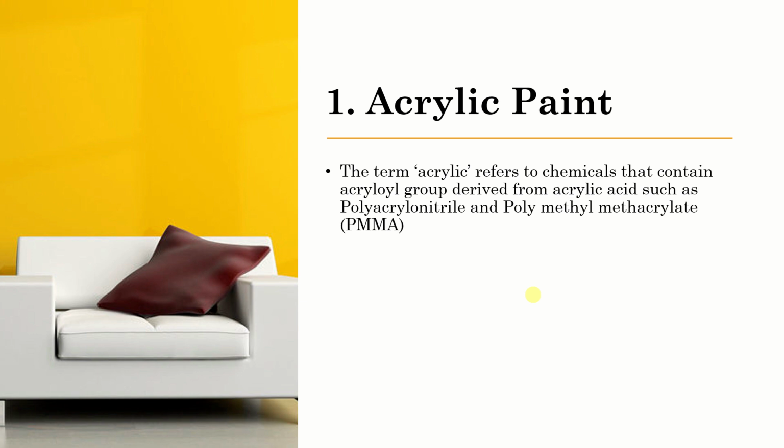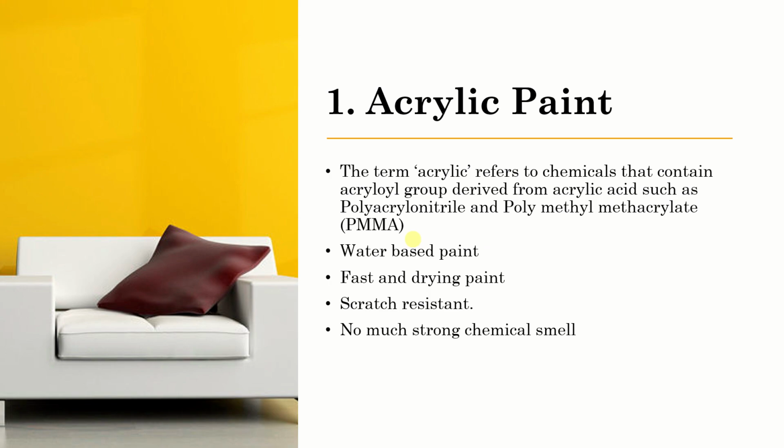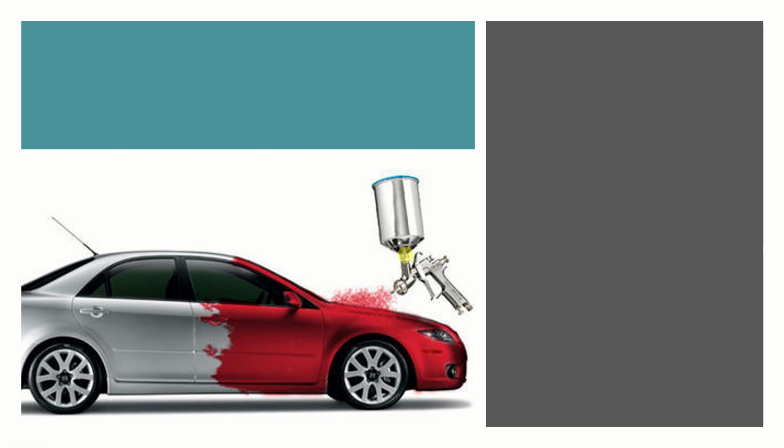Let us see first the acrylic paint. The term acrylic refers to chemicals that contain the acryloyl group derived from acrylic acids such as polyacrylonitrile and polymethyl methacrylate, PMMA. It is a water based paint, fast drying, scratch resistant, with no strong chemical smell. It is available in many varieties.